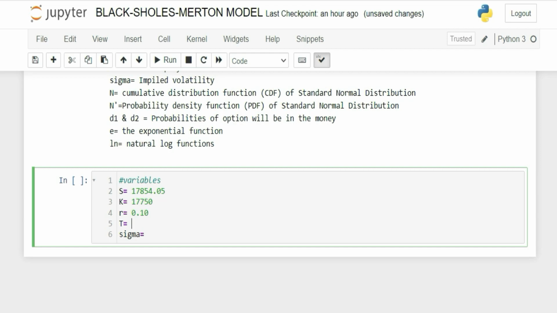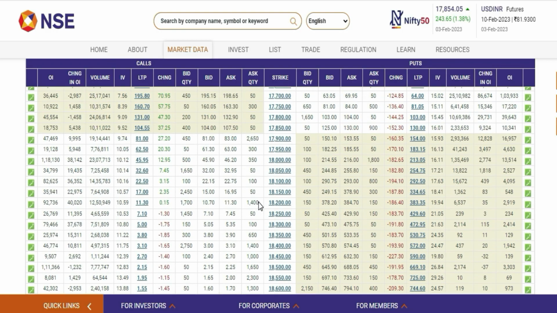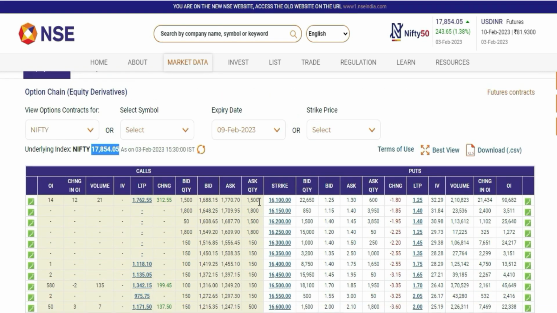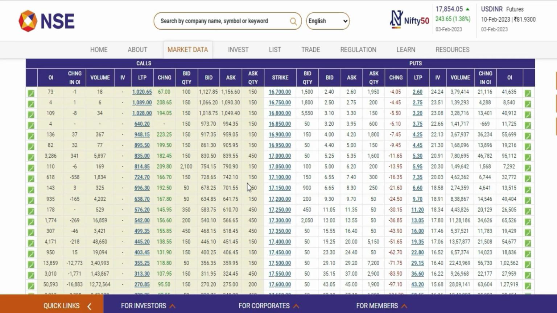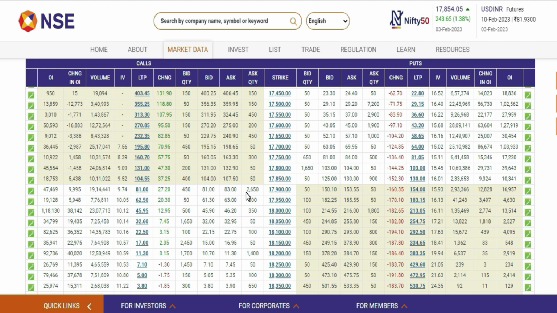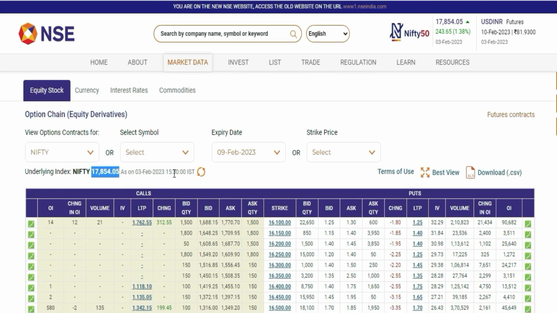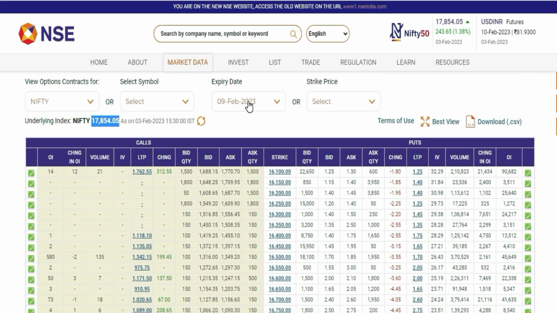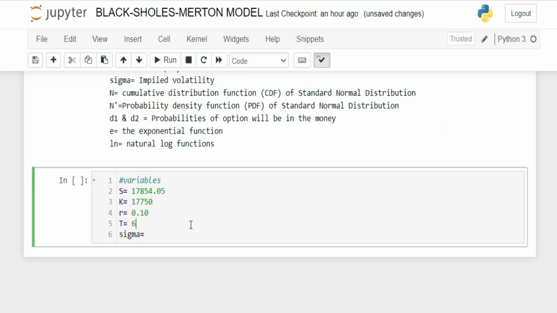Time. Basically this underlying asset, the Nifty index, has a weekly expiry. So this is a Friday calculation. 3rd of February is a Friday, and 9th of February is the expiry, you can see here. So 6 days to expiry. So 6 divided by 365 is the time.